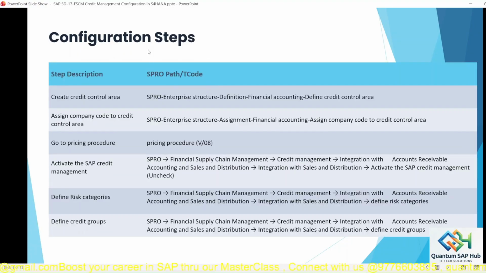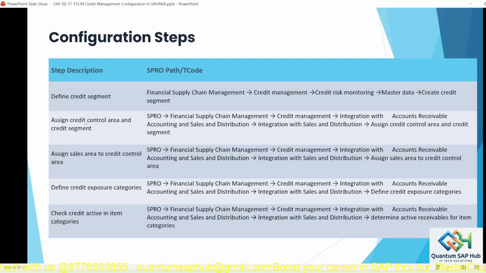So these are the configuration steps. First, you create the credit control area, then you assign the company code to the credit control area, then go to the procedure and enable credit management, activating SAP Credit Management in the S/4HANA system. And then you go for risk categories, defining credit groups, defining the credit segment, the credit control area and credit segment. Then you assign the credit sales area to the credit control area.